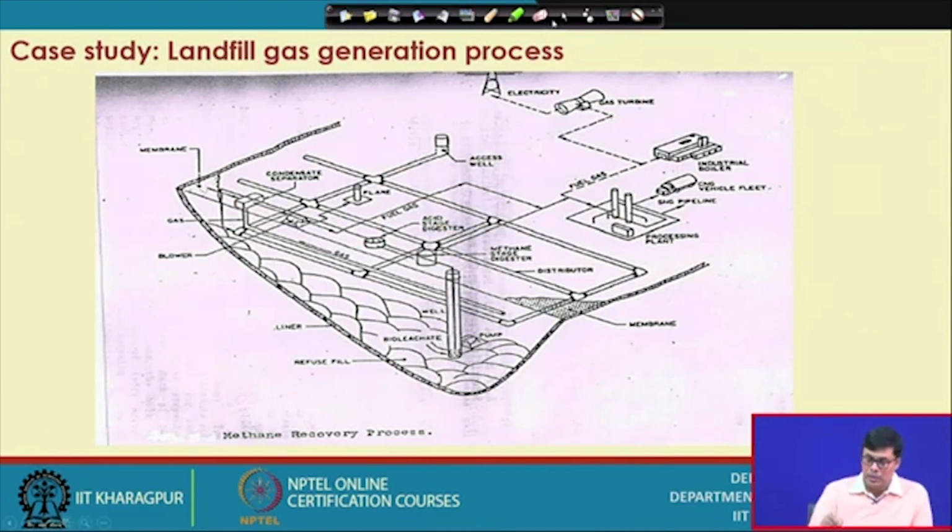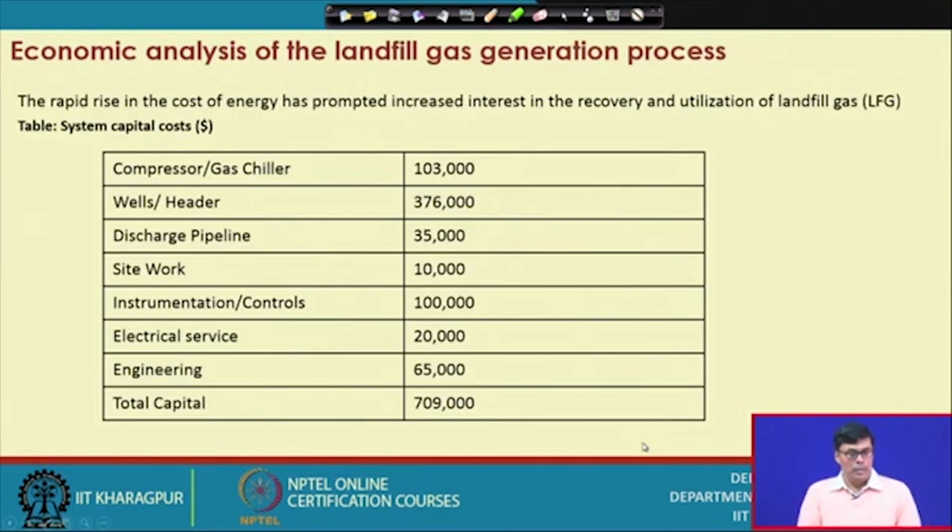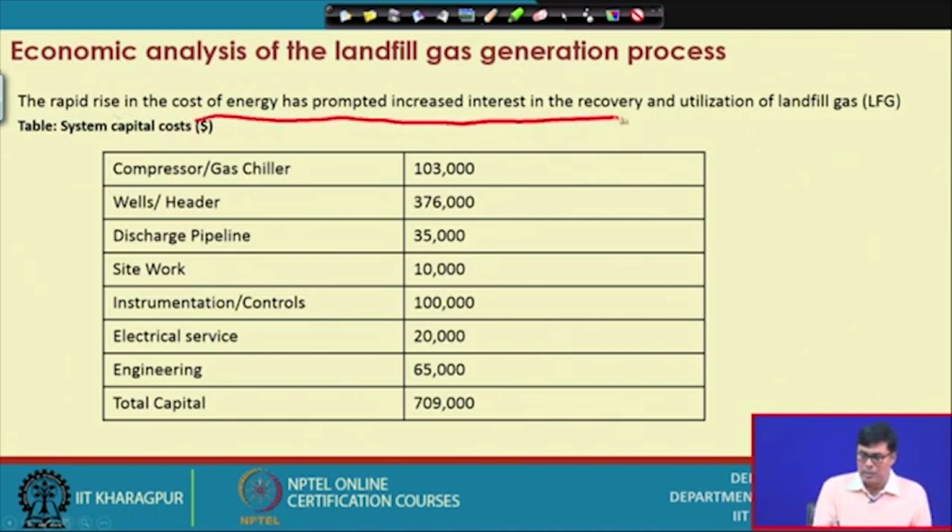Now, for this process, there is an analysis of the cost of this particular process. This has been done, and I want to give you an example of how they have done that. The rapid rise of the cost of energy prompted increased interest in the recovery and utilization of landfill gas. Now for the landfill, what are the capital costs we have? We should have the compressor or gas chiller. That will cost you $103,000. Then wells and header, this is $376,000. Discharge pipeline, $35,000.